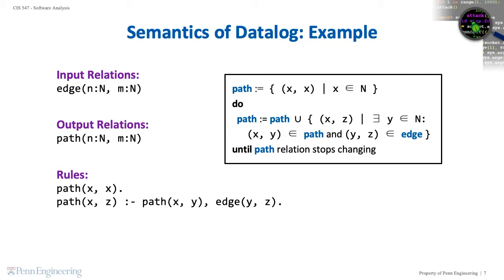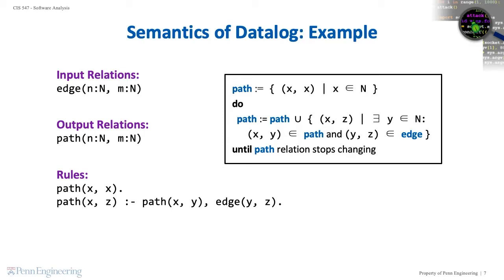This naive algorithm is essentially the chaotic iteration algorithm used for data flow analyses and pointer analysis. In practice, Datalog solvers have much more efficient algorithms for computing the output relations from the input relations and inference rules. The key is that if there are multiple rules, the order in which the rules are applied does not matter.